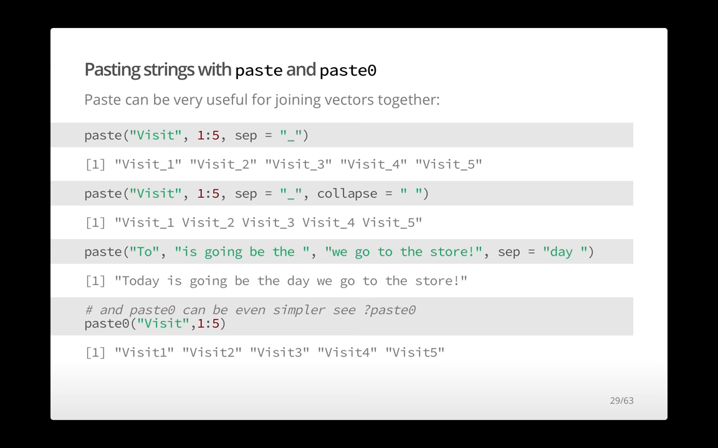So sep determines what you're going to do to separate the things when you paste them together. In this case, I put an underscore, so it's visit underscore 1, 2, 3, 4. There is another argument of paste called collapse. So in this, it pastes them together and has a character vector of length 5. By default, it doesn't collapse anything together. If we specify a thing to collapse the data over, it joins all these vectors together in one super string, one really big string. Sometimes you want to do this as well. So sep tells you what you want to separate the strings with, but it usually keeps them as multiple strings. Collapse tries to collapse everything into one big string.